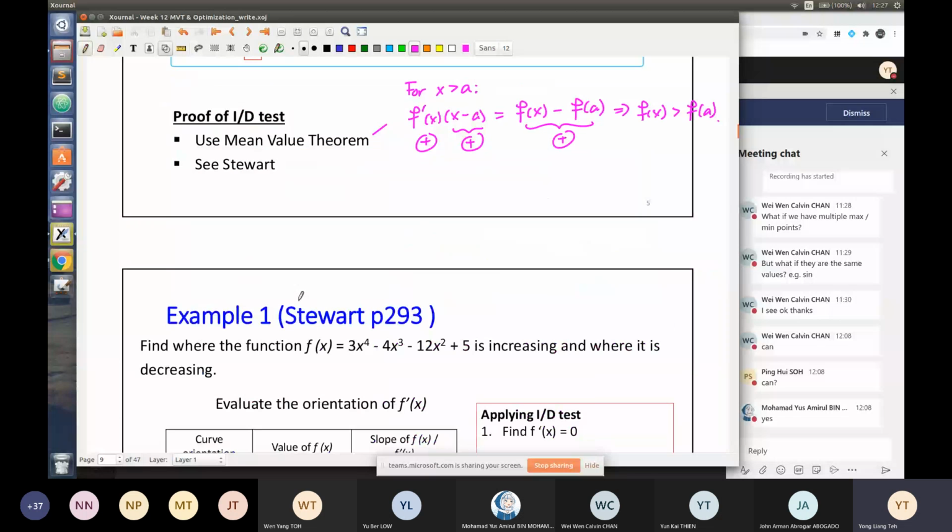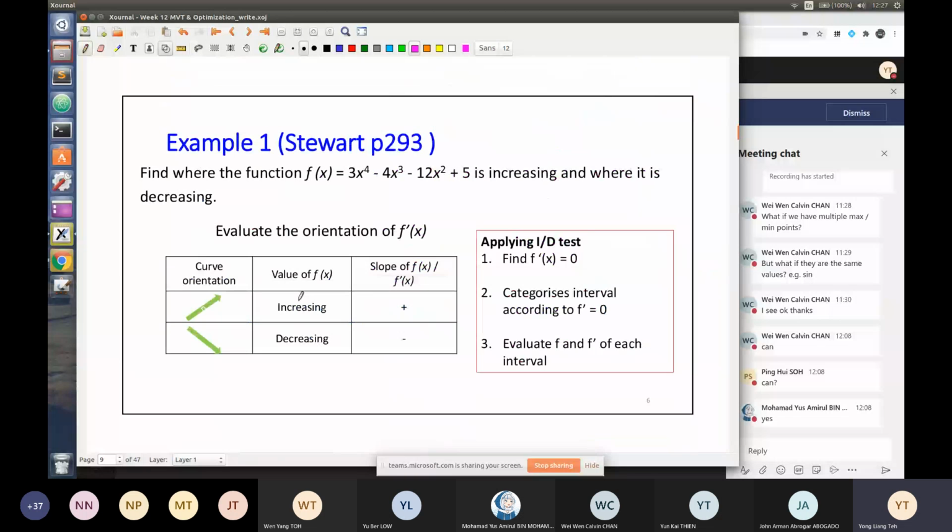So let's take a look at this example. Find where this quartic polynomial is increasing and where it is decreasing. First of all, we find those points where f prime equals 0, because we know these are the turning points. When the graph turns, there is a change in the increasing or decreasing characteristic. So these are the turning points.